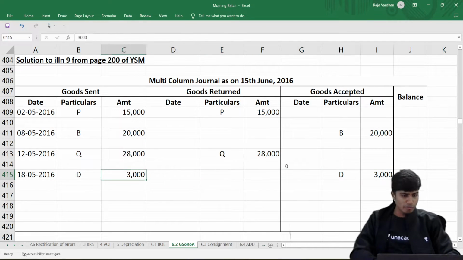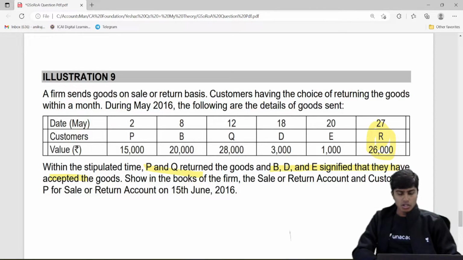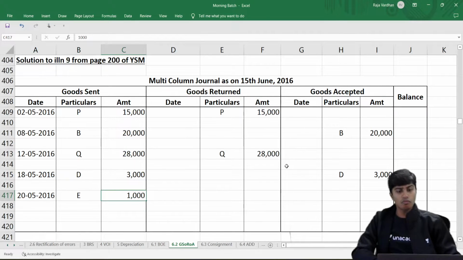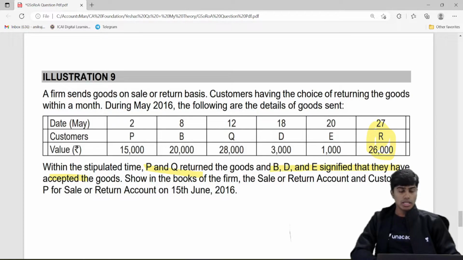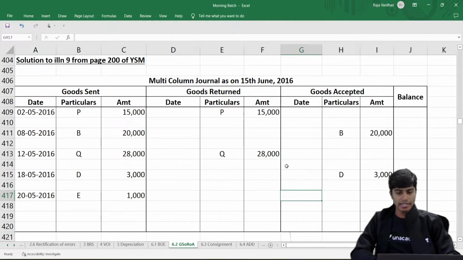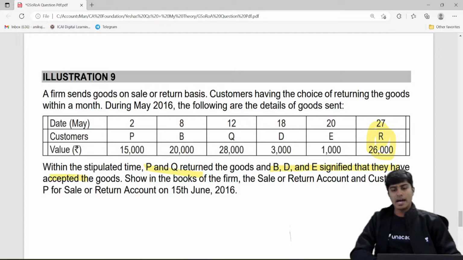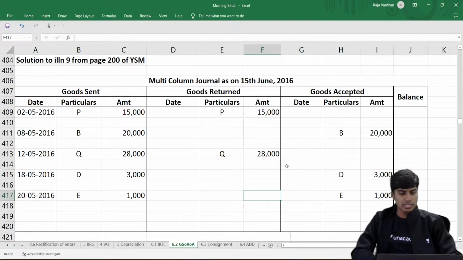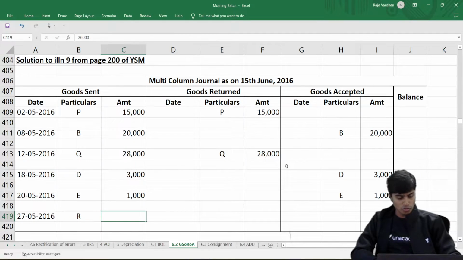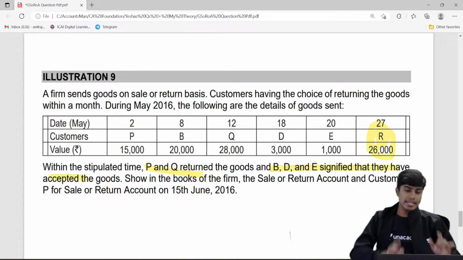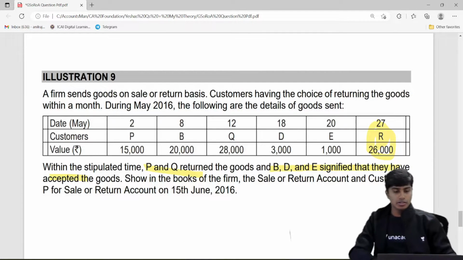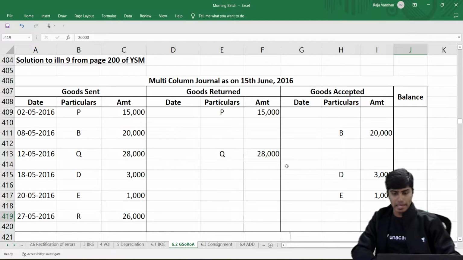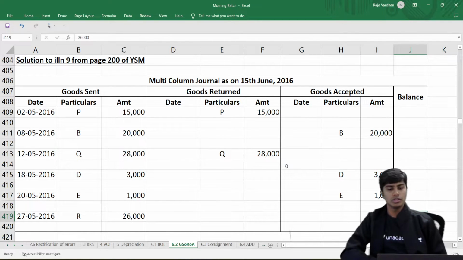E on 20th of May. On 20th of May, we have E, to whom the goods are sent to the extent of 1,000. E also signified acceptance, so I'll write in the accepted column E 1,000. Lastly, we have R, to whom the goods were sent on 27th of May to the extent of 26,000. He has neither returned nor accepted, so we will write it in the balance column 26,000.